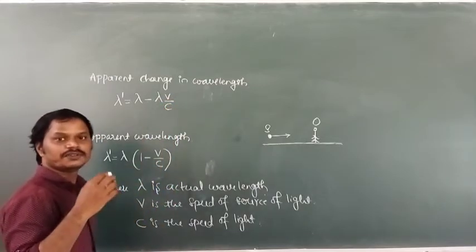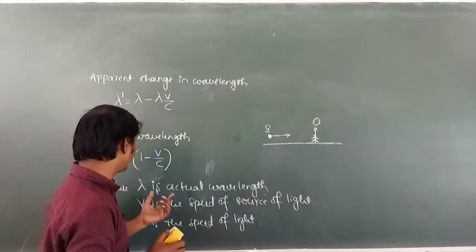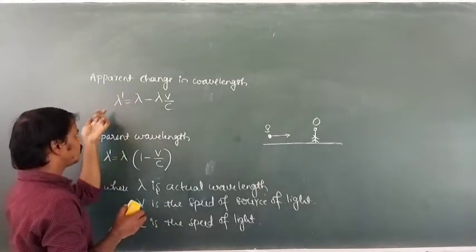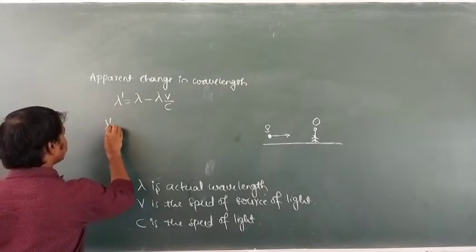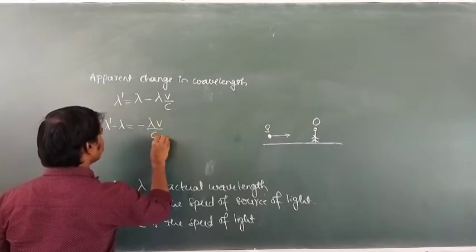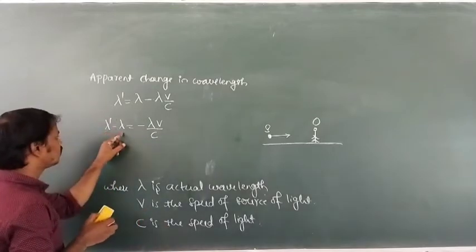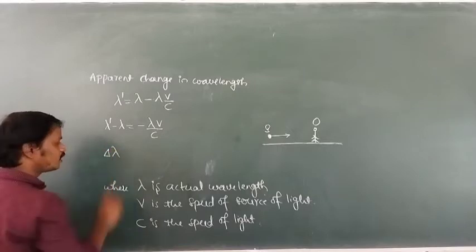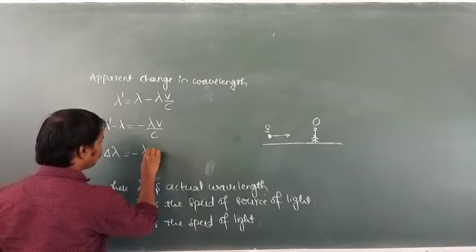Then the apparent change in wavelength is nothing but the difference between the apparent wavelength and actual wavelength. I will take this lambda to the left hand side. Lambda dash minus lambda is equal to minus lambda into V by C. That apparent change in wavelength can be represented by delta lambda, that is equal to minus lambda into V by C.